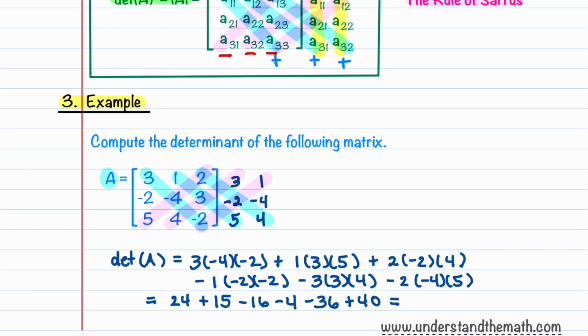Now we have to add all these up. Let's do it in pieces. This is equal to 39. This is equal to minus 20. And then this is equal to 4. So we have 39 minus 20 is 19, plus 4 gives us a value of 23.